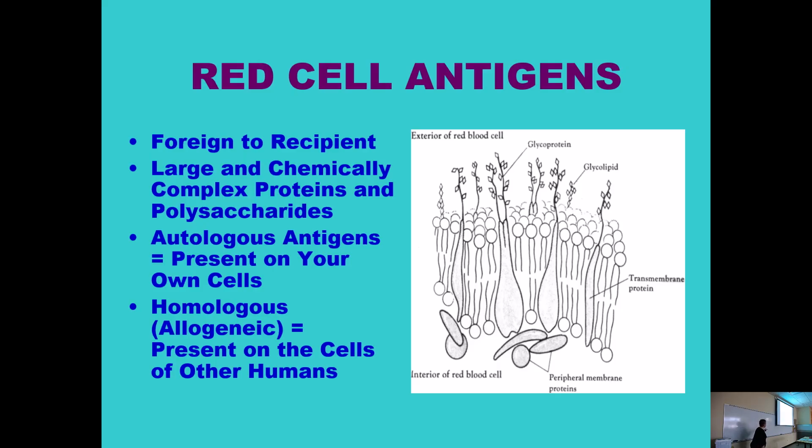Antigens are large and chemically complex proteins and polysaccharides. Oftentimes they're made of proteins and polysaccharides, and they're large and chemically complex. If they are small and chemically simple, they're not going to be as big of a problem as the larger ones. We'll talk more about that in a little bit. Autologous antigens: auto means self. So anything autologous is on your own cells. These are my autologous antigens. The homologous or allogeneic are present on the cells of other humans. These are the ones I'm given from somebody else.